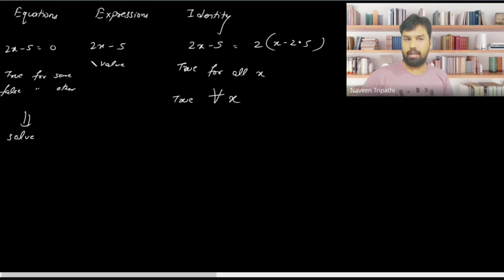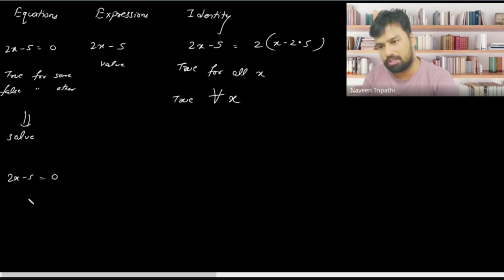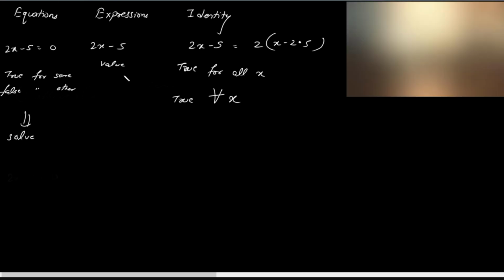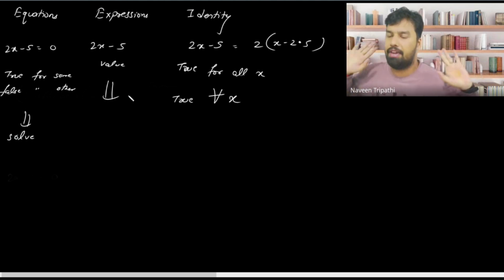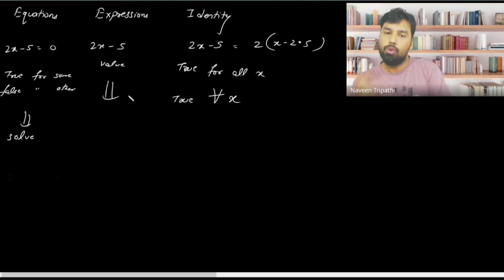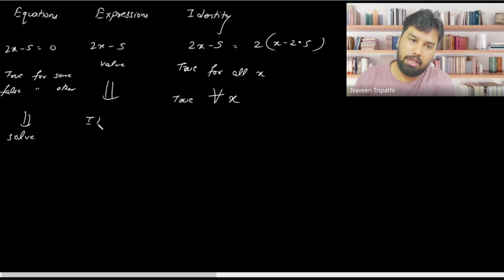Only then we say that if 2x minus 5 is equal to 0, then 2x is equal to 5, then x is equal to 5 by 2, and all that. Which is why the concern is always to solve this equation. For an expression, we identify the expression. That means it might be a polynomial expression, a trigonometric expression, a logarithm expression, whatever it is. Identification is the main aspect here. What is an identity? We use identities. So this we solve, this we identify, this we use.